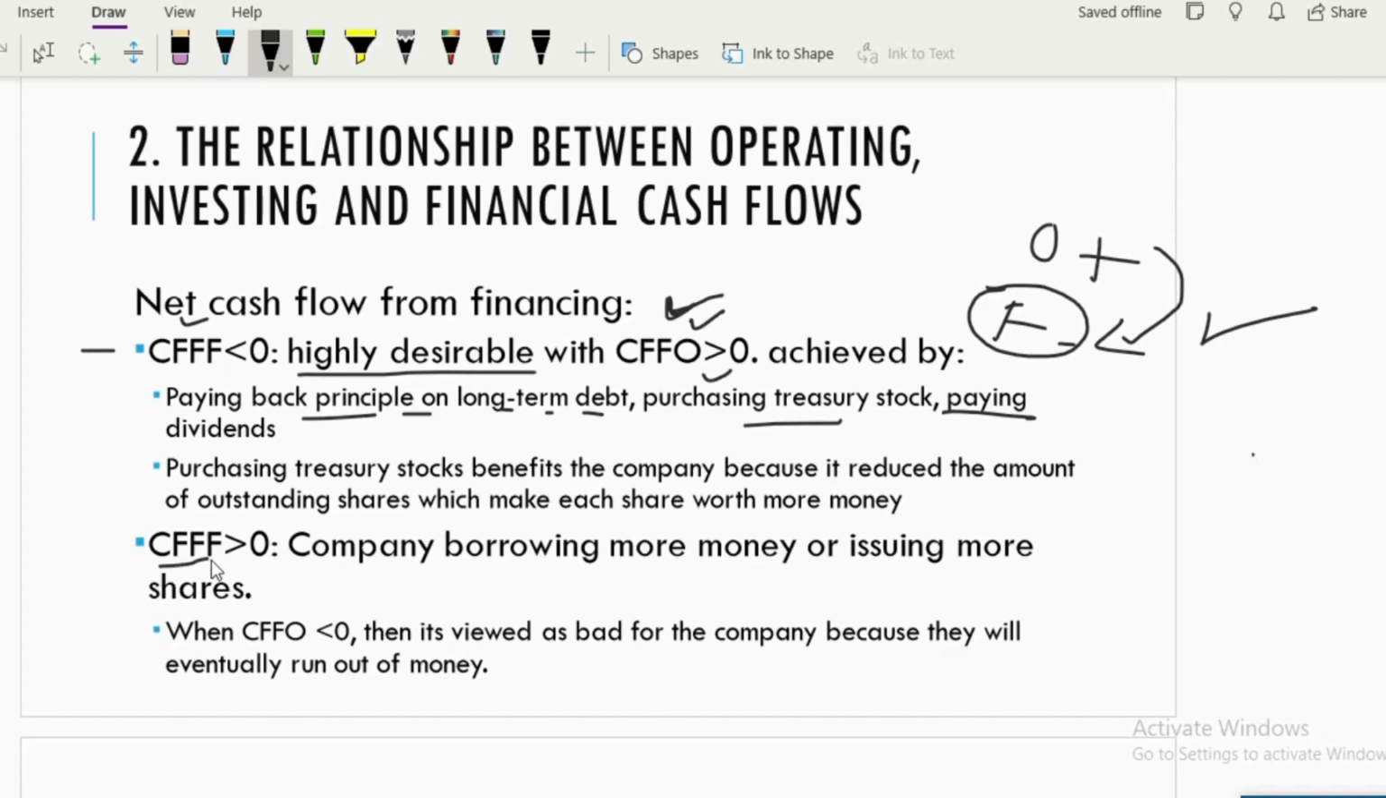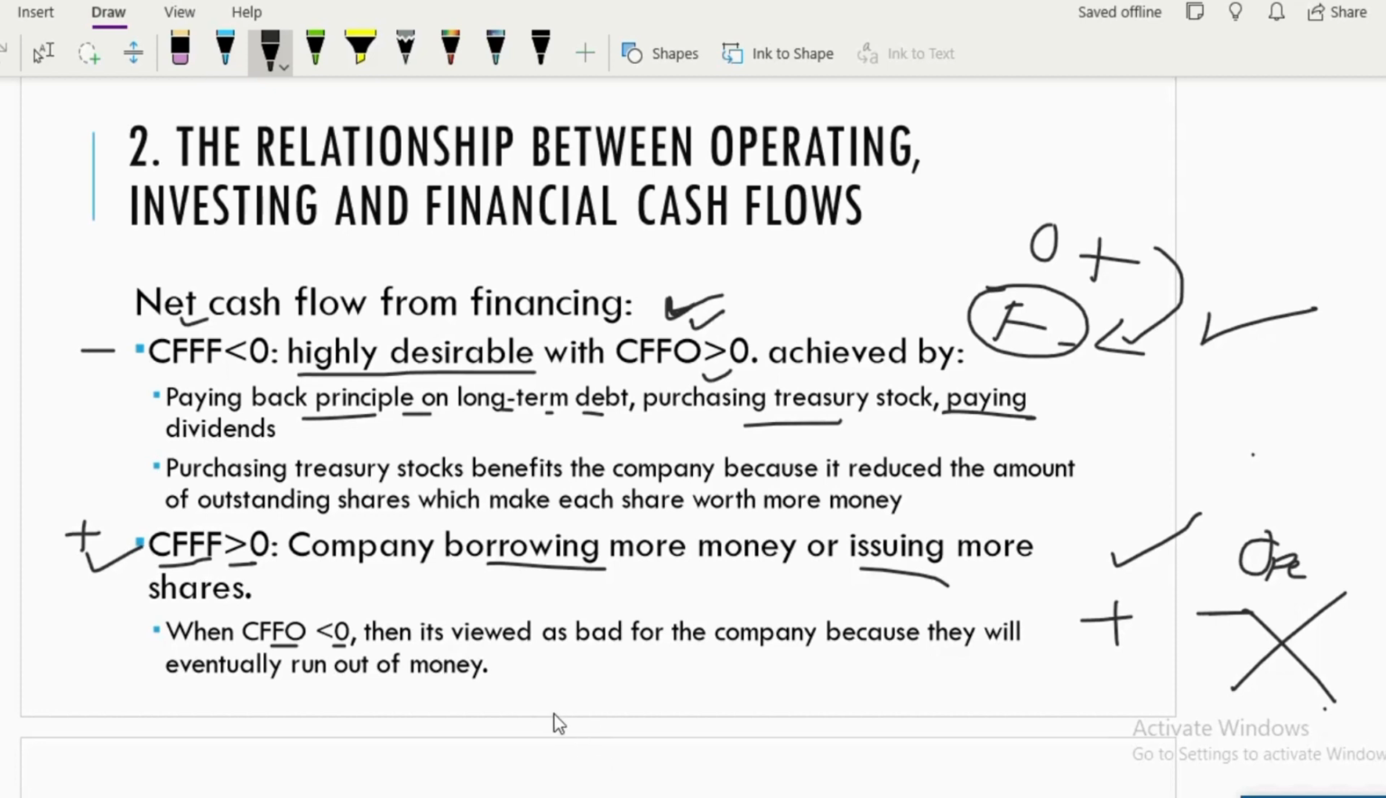When your cash flow from financing activity is greater than zero, it means it's bringing in the money. How does it bring in the money? You borrow more, you issue shares. Then immediately check the situation of your operations. If your operations are negative, it's a bad situation. But if your operations are positive, then you are getting more finance because you want to increase your operations.